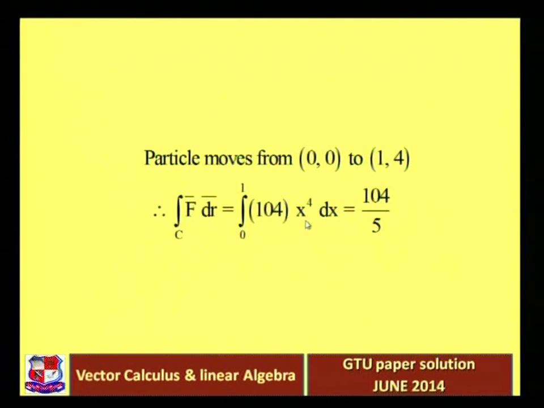So the integration of x⁴ is x⁵ divided by 5, and then first of all we have to put 1 instead of x, and then we have to put 0 instead of x. So finally we get the answer 104 divided by 5.